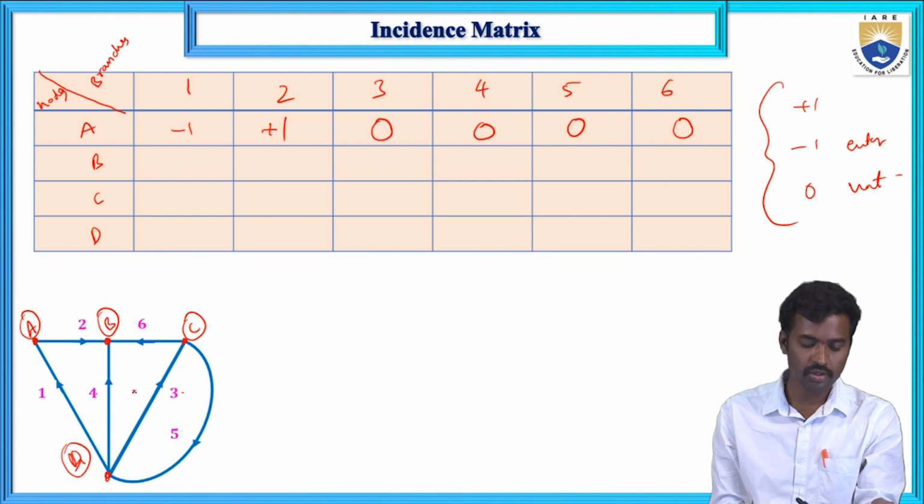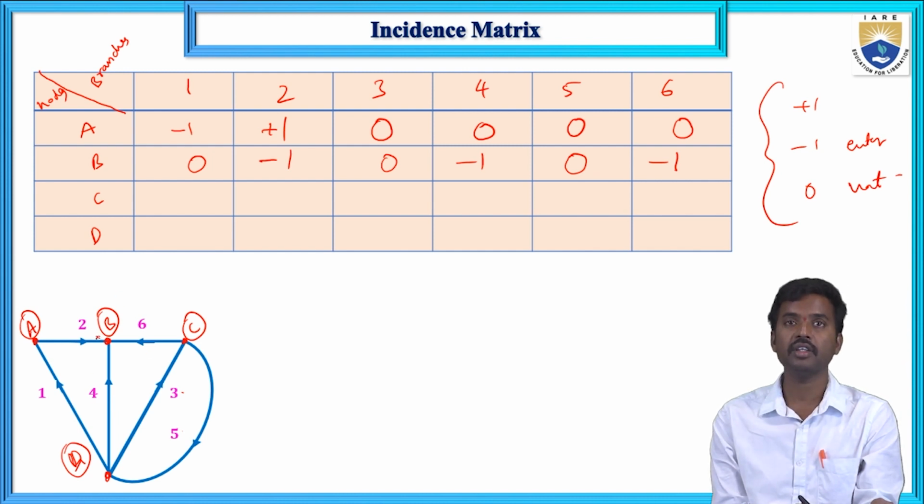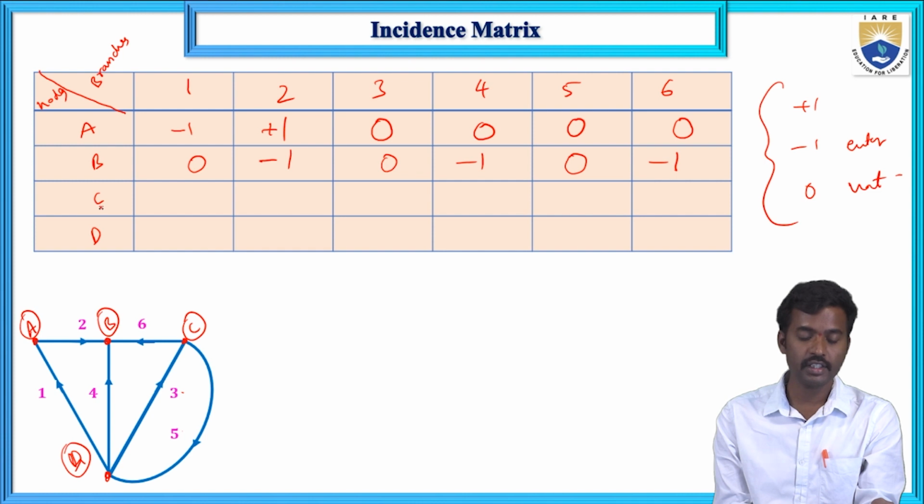Now for the B node, only 3 branches are associated: 2, 6 and 4. 1, 3 and 5 are 0, not associated. And 2, 4 and 6 are entering towards the node, that branch orientation is towards the node. So that means that is -1, -1 and -1. Next, the C node, not branch.